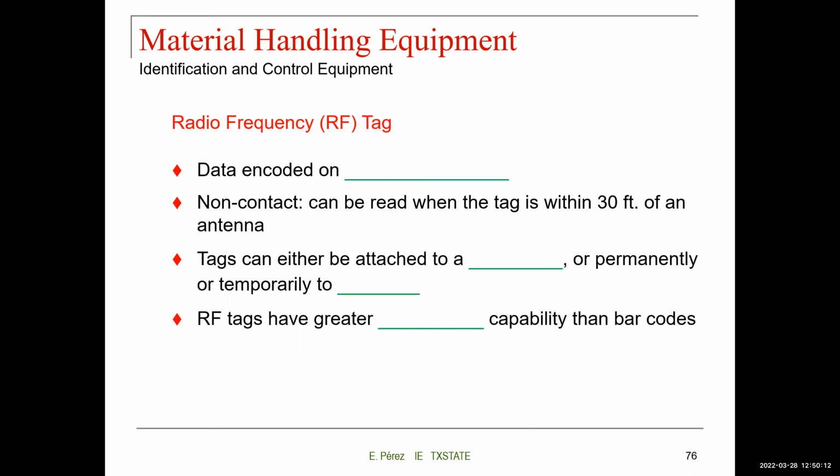The radio frequency tag: this is data encoded on a chip encasing a tag. No contact is needed; it can be read when the tag is within 30 feet of an antenna. So that's a good thing. If you're moving things fast and you don't have time to scan the code directly, these radio frequency tags are a good option. Tags can be attached to a container, or permanently or temporarily to an item. And the RF tags have greater data storage capability than the barcode.